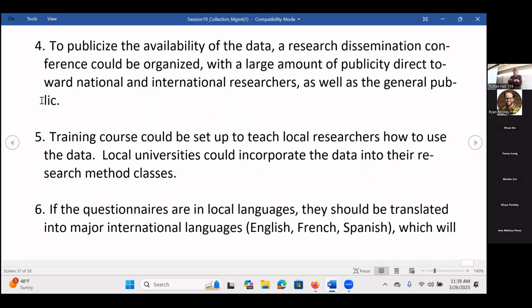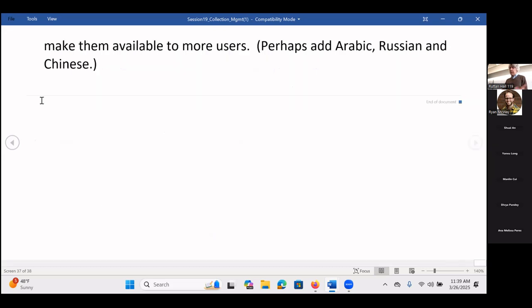And you also may want to publicize, again, if you're a big organization, making the data available to people so that it gets used. And then maybe you can even, in the country you're working with, if you want to be really helpful to them, set up a training course for using your data for local researchers. Okay. And finally, if the questionnaire is in a local language, translate it to more of an international language, English or French or Spanish, maybe Arabic, Russian, Chinese, so other people can use it.